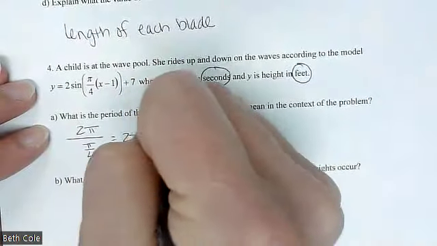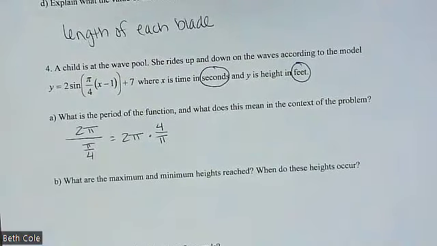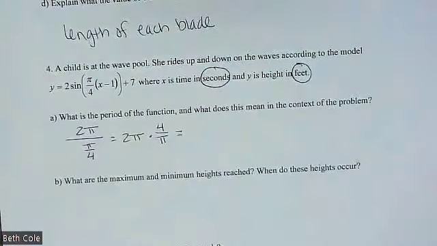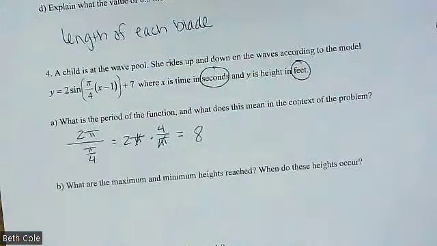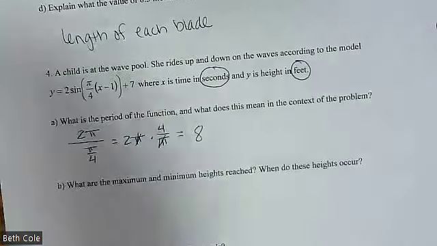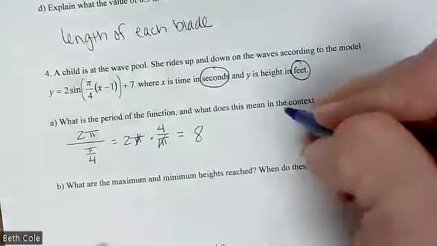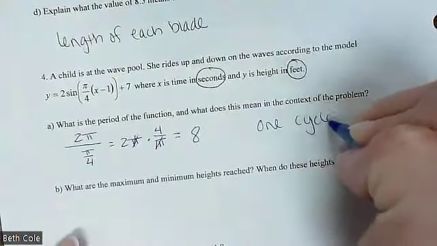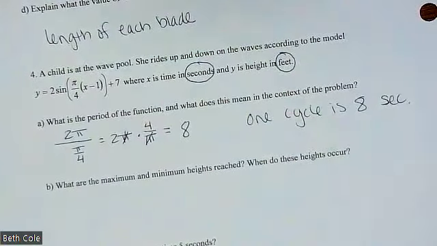So that would be 2 pi times 4 over pi. And so what do we get out of that? 8. Perfect. Pi's canceled. And then we're going to write a little sentence, but it's the same sentence we wrote for all the other ones. What does it mean in the context of the problem? All right, so what's our little sentence that we're going to put? Yeah, 1 cycle is 8 seconds. So it's 8 seconds for her to go up on a wave and go down and come back to like the center.